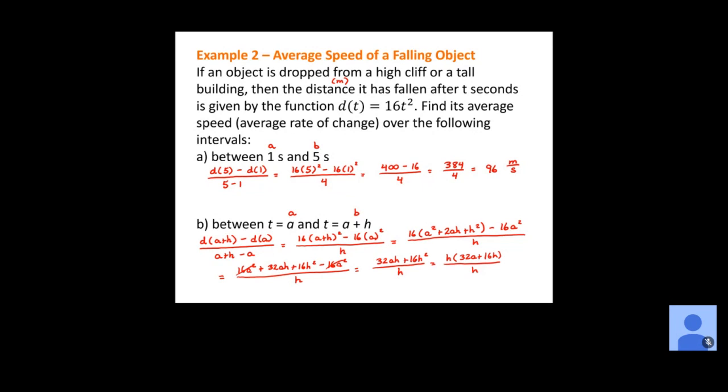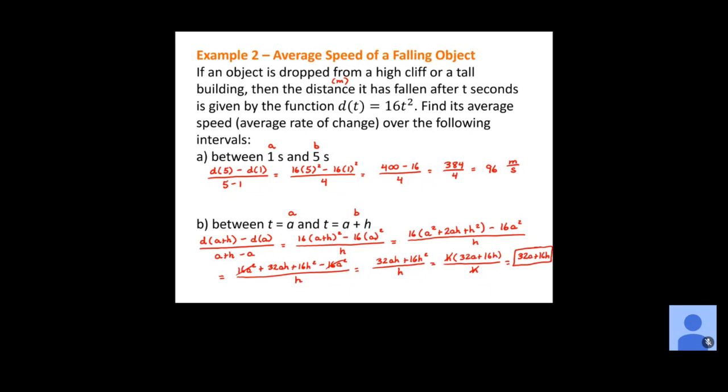The main thing here is I'm trying to cancel out that H in the denominator. So I really just want to make sure I at least factor out the H here. So now I can factor out and cancel out the H, which is just going to leave us with 32A plus 16H. And so that right there would now be the average rate of change of our function on an interval from A to A plus H.